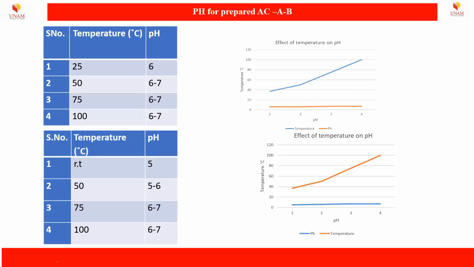Then pH for both samples A and B. For A, at 25 degrees centigrade it is 6, at 50 degrees 6 to 7, at 75 6 to 7, at 700 6 to 7. So after 25 degrees, the pH increased slightly but then remained constant, around neutral. For sample B, initially the pH at room temperature was 5, and at 50 degrees 5 to 6. At low temperature it remains acidic, as we also saw in sample A. But as the temperature increases, the pH increases and becomes neutral, and this is also represented in the graph.